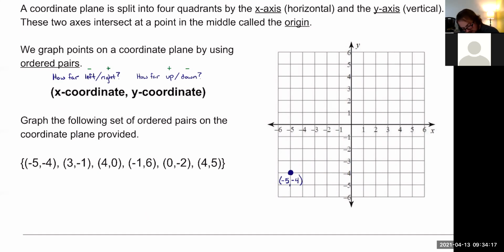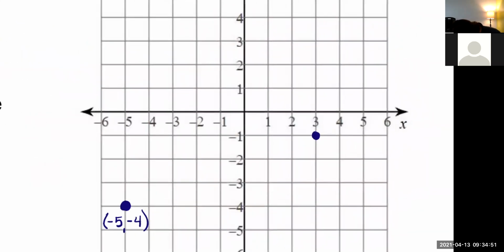Next one here, 3, -1. So I'm back at the origin again. 3 is telling me to go where? To the right. How many units? 3 units. So 1, 2, 3, and then followed by a -1, which is going to tell me to go which direction? Down. How many? Down just 1. So I am 3 units to the right and 1 unit down from where the origin was, which gives me the ordered pair 3, -1.